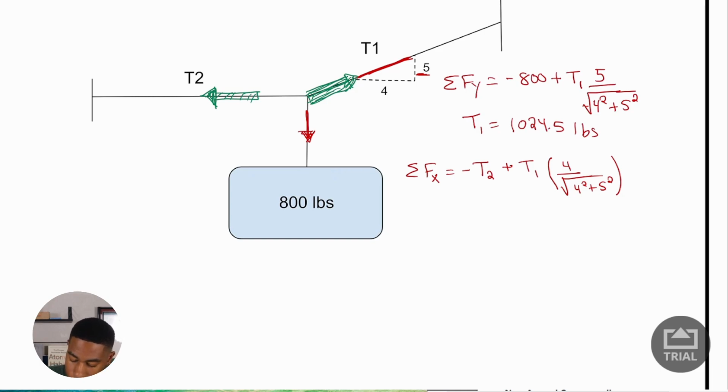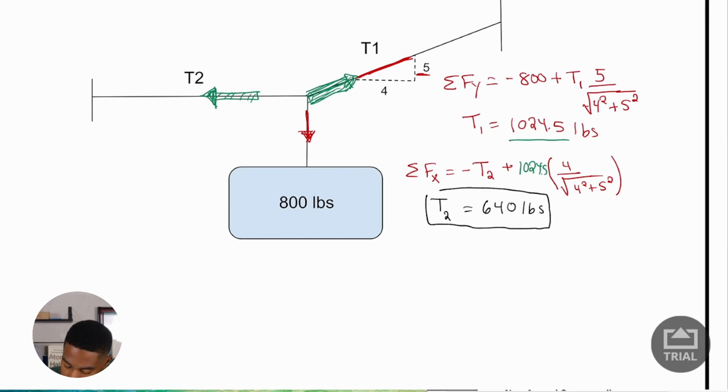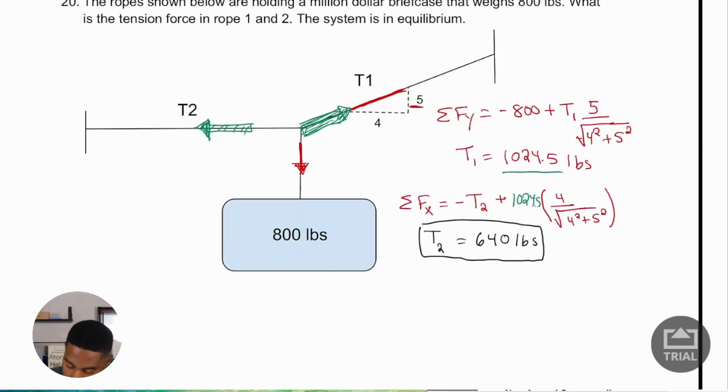And so now when we substitute, we know that T1 can turn into that value, right? 1024.5. Okay. So now what we can do is we can get our answer. So we'll get T2 on one side, and once you do the math, you should be able to get T2 is equal to 640 pounds. All right, so that is the force in rope 1 and 2.